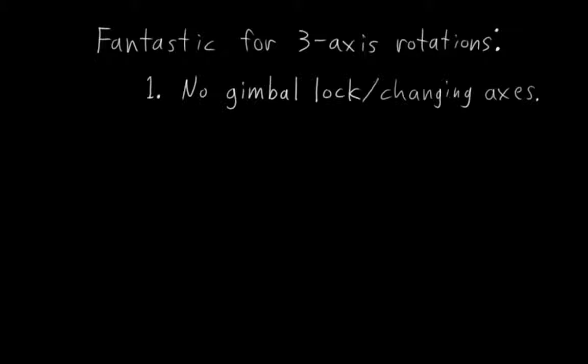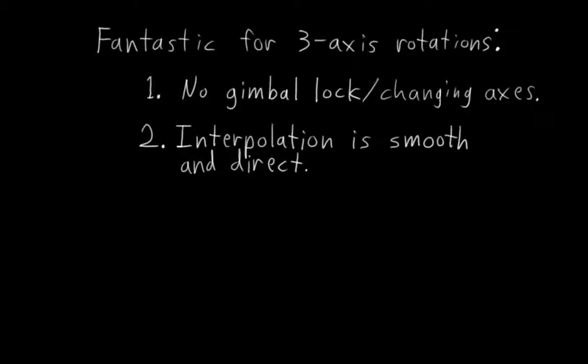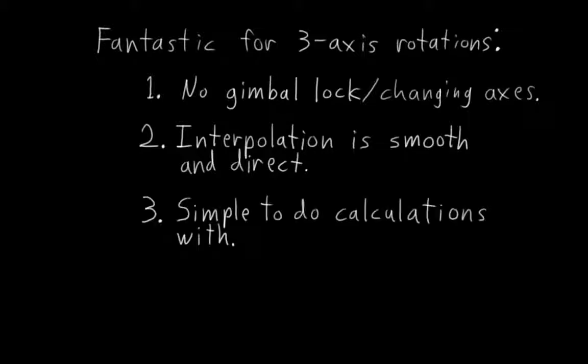First, no gimbal lock or changing axes, which are a big issue for Eulers. Second, rotation interpolation is smooth and direct, which is often not the case with Eulers in the general 3D case. And third, there are several things that are trivial to calculate using quaternions that are a pain to calculate with other rotation representations, and these are things that are actually useful for rigging.